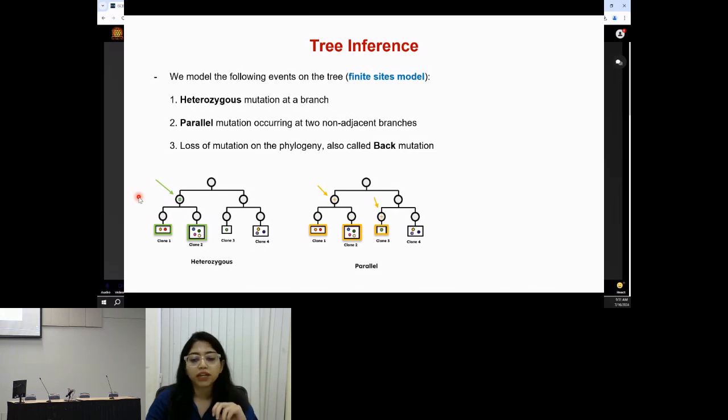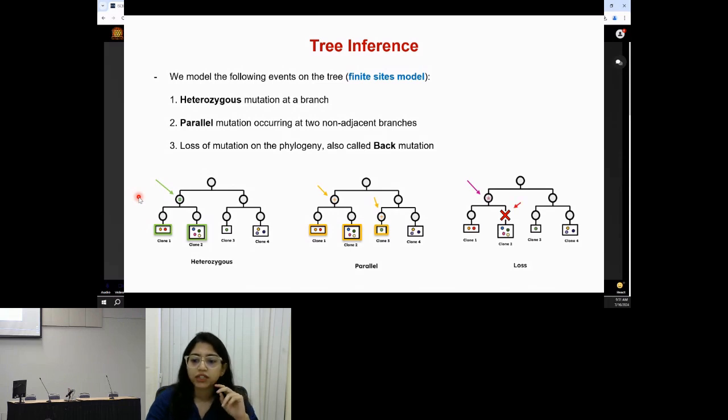We have also made sure that we take into consideration the loss mutation. That is, if a mutation occurs at some branch of the phylogeny, it may get lost later on. So in this case, this purple mutation is placed at this branch, but it later gets lost on the phylogeny. So the only clone that is going to harbor this mutation is clone 1.